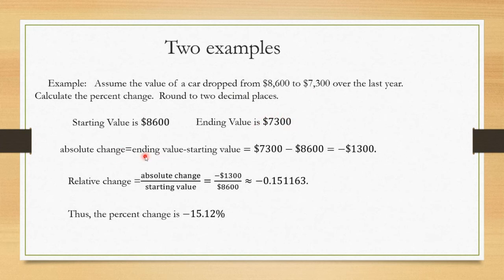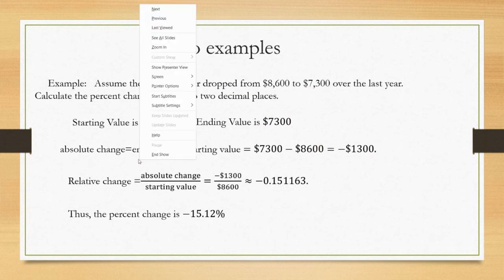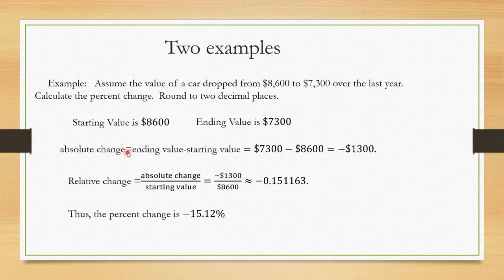Well, again, that's the ending value minus the starting value, which is this difference, which is this. It's negative. That's expected, right? Because the value dropped. So we expect a negative number for the absolute change. And then for the relative change, we have the absolute change divided by the starting value. So we have negative 1,300 divided by the starting value, which is 8,600. And if you did that in the calculator, you get about this.